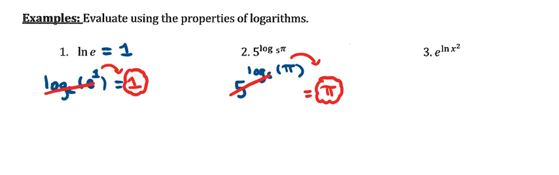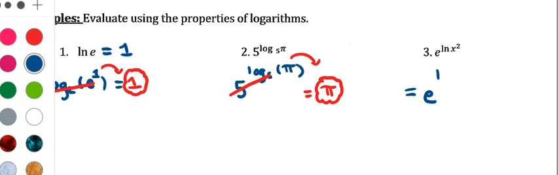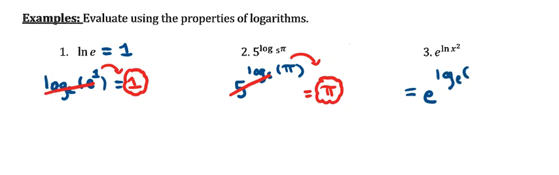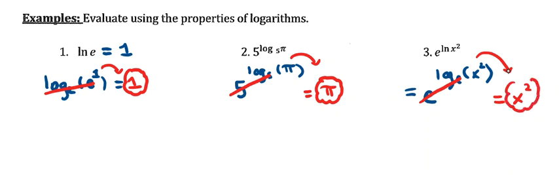For our third and final example, let's rewrite this as e, and in its power, log base e, and the argument is going to be x squared. Okay, so this is very similar to problem 2 in this video. Notice that the base of the exponential matches the base of the log, so we get to cancel them out. And what's going to be left over, representing our final answer, is the argument that's in that log, which is x squared. So in other words, e to the natural log of x squared simplifies to x squared.